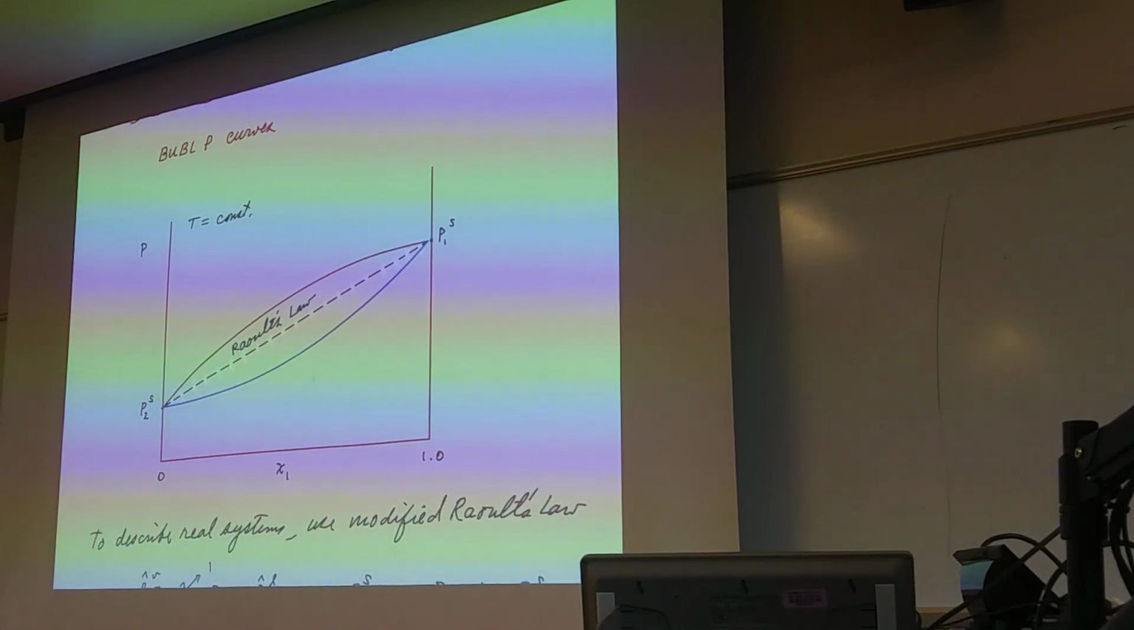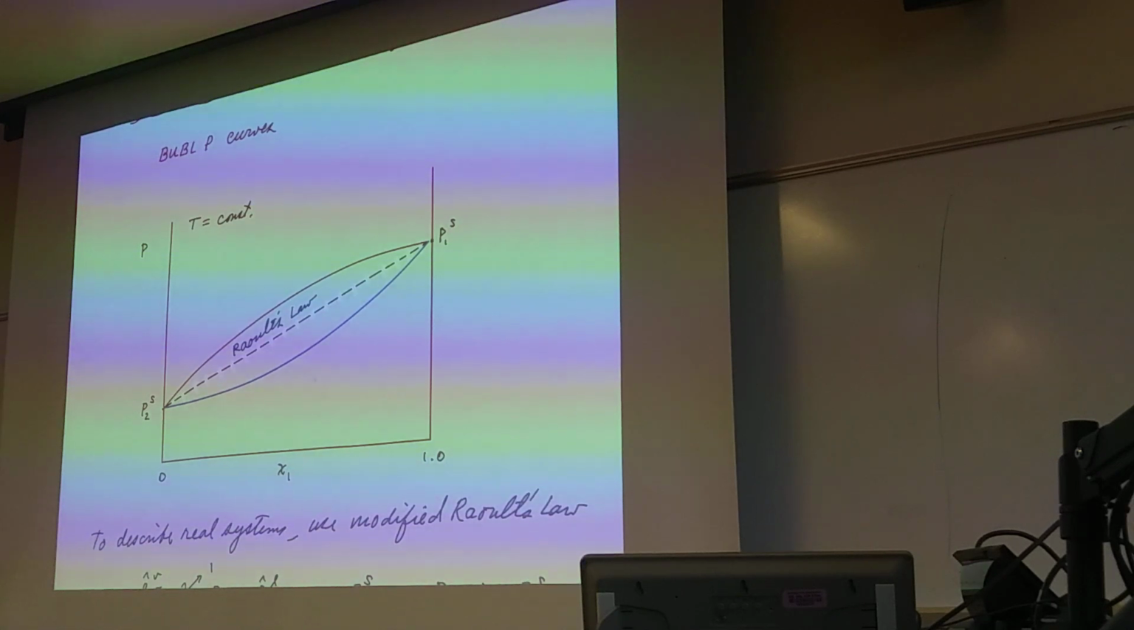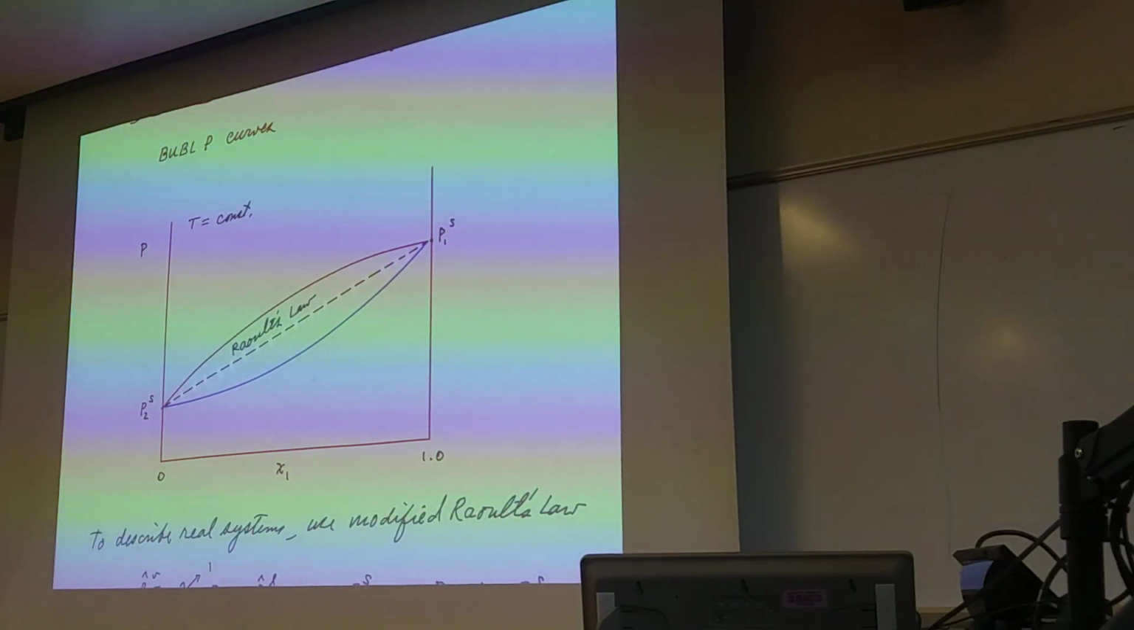There we go. I could have one of those possibilities, say, or the other. So I could have the total system pressure, or the bubble point pressure in this case, higher than would be expected from Raoult's law, and we call such things positive deviations.